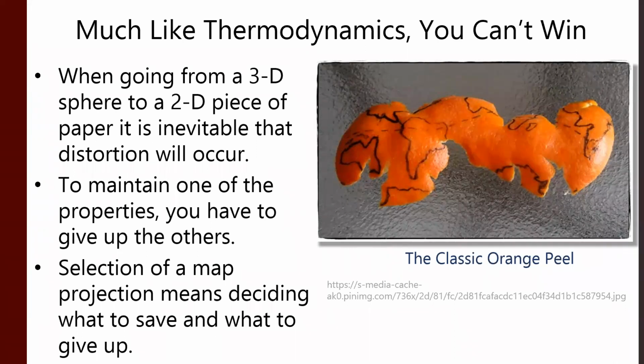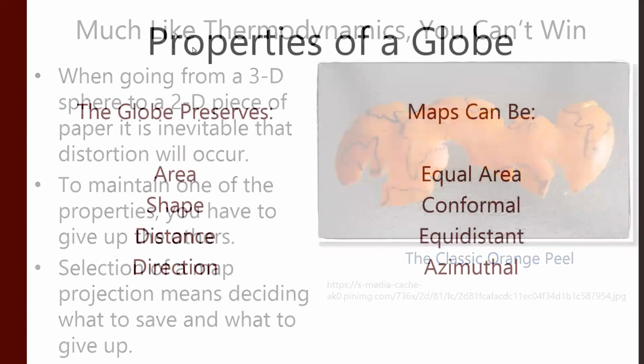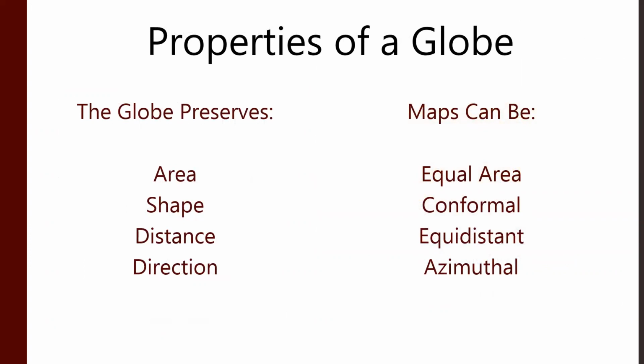Try peeling an orange sometime. Draw the world on an orange and then try peeling it and see what you keep, what you lose when you do that. Because at the core, the three-dimensional shape, the globe, preserves area, shape, distance, and direction. All of those things are true. All of those things are accurate.